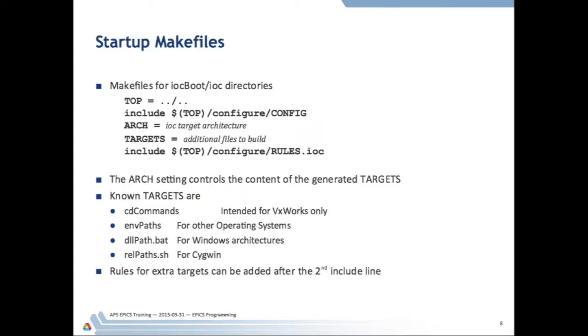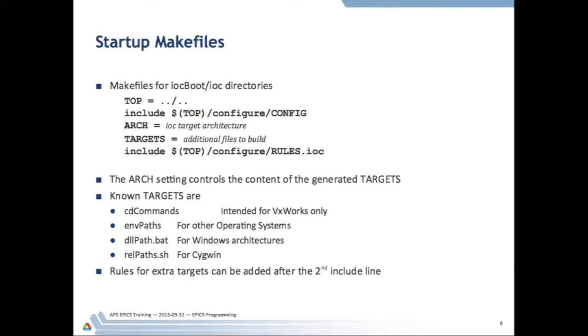I'll talk about startup makefiles next because those are similarly simple. The difference here is that now we're including rules.ioc, and the variables that we're setting are different. There's a very specific set of rules that get run and files that you're building inside these IOC boot directories. And so there's only really two variables that it listens to. It looks at the arch, which is the target architecture for the particular IOC you're building, and the targets, which lists any additional files that you actually want it to build.